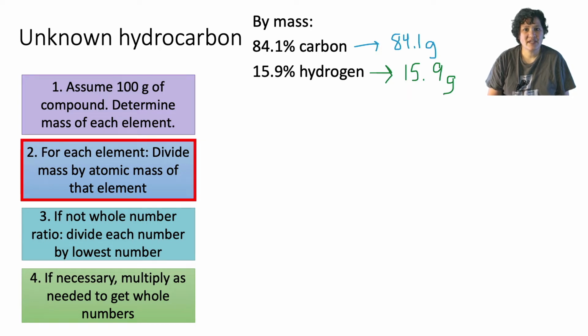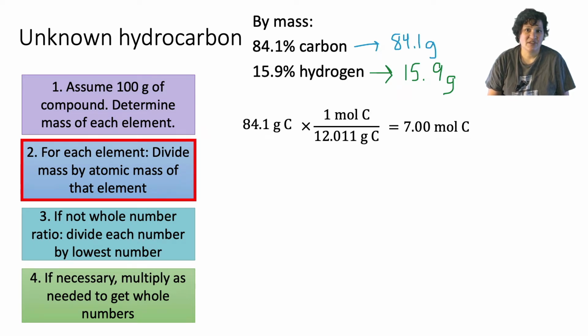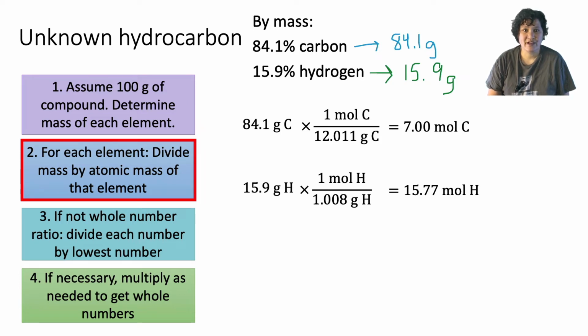Now we're going to take the masses that we just got and divide each of them by the atomic mass of the corresponding element. We take our 84.1 grams of carbon and divide by 12.011 grams of carbon per mole, and that gives us 7 moles of carbon. Next, we take our 15.9 grams of hydrogen and divide by 1.008 grams of hydrogen per mole, and we get 15.77 moles of hydrogen. Well, we got a nice round number of moles for carbon, but not for hydrogen.